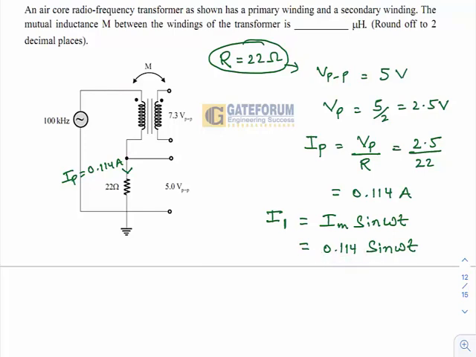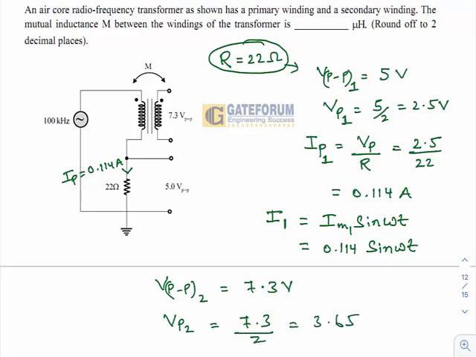Let's see, now the EMF that is induced in the secondary. So this is the peak to peak voltage of primary, this is the peak current of primary, right? So Im1 and Ip1 are the same. Now, the peak to peak voltage of the secondary winding is 7.3 volt. Okay? So what is the peak voltage of the secondary? 7.3 by 2, that would be 3.65. Okay?